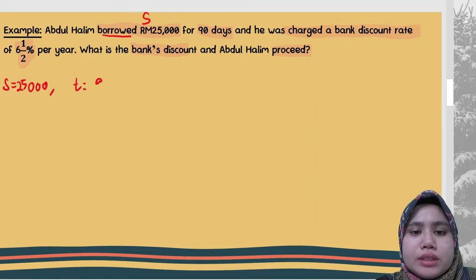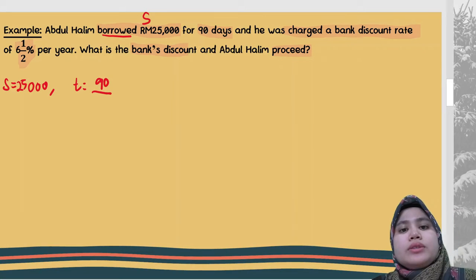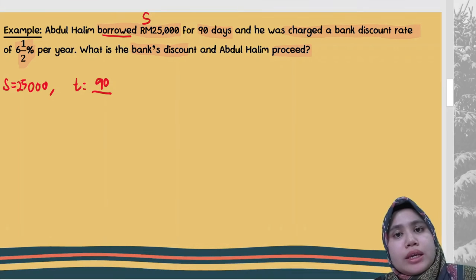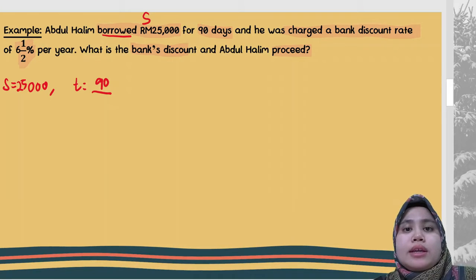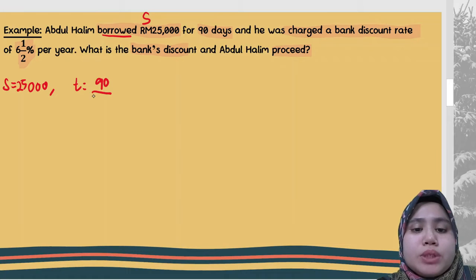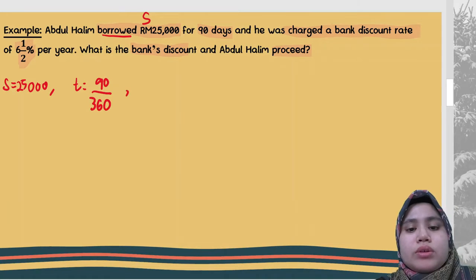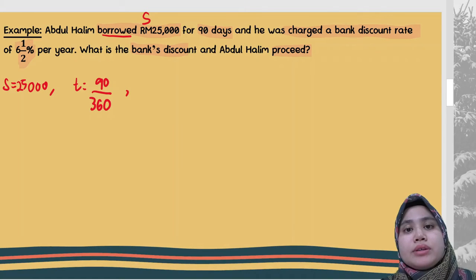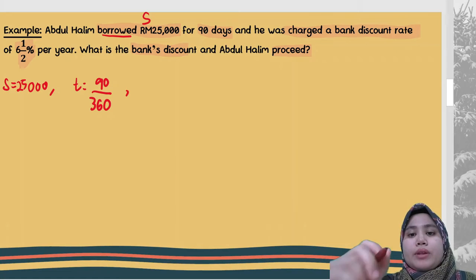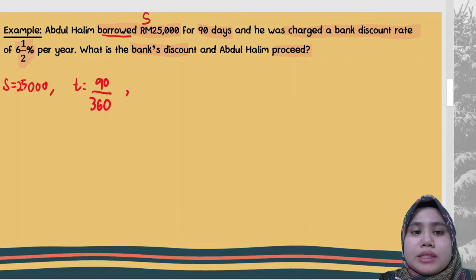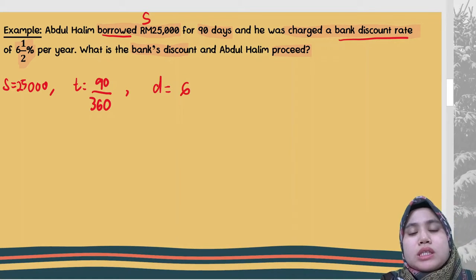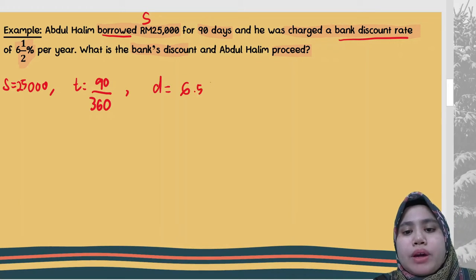Here your T is in days, so we change it into years. As we look here, it doesn't mention anything about years. So let's take our ordinary year, which is 360. If it has the word exact or leap year, then we will use 365 or 366. He was charged a bank discount rate, so your d is equal to 6 1/2, which is 6.5%.